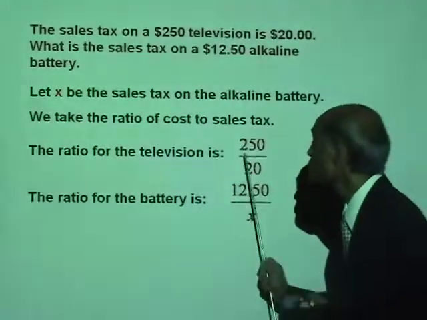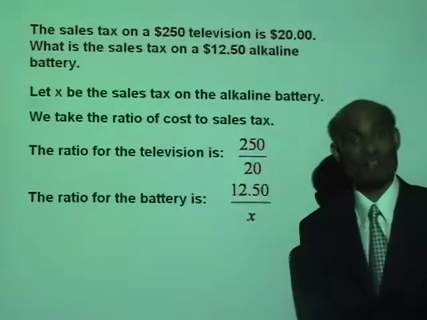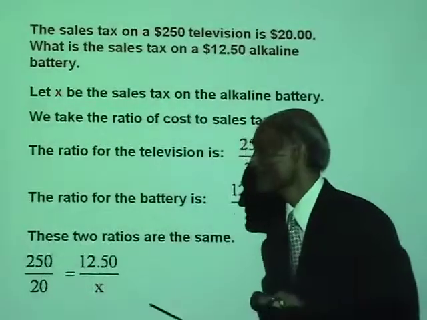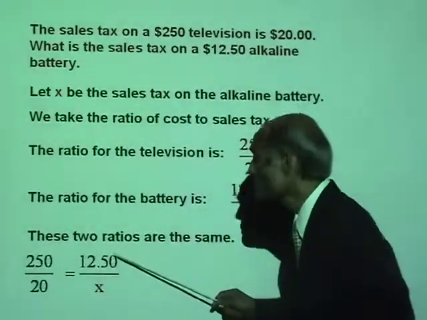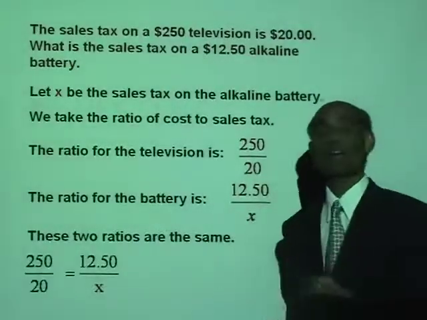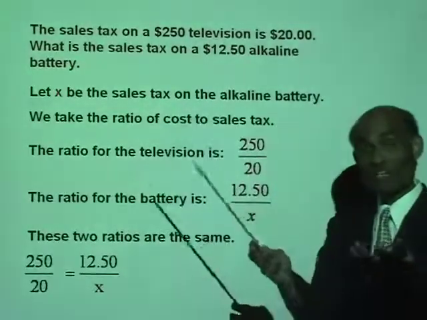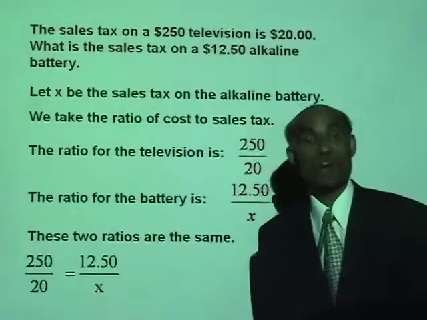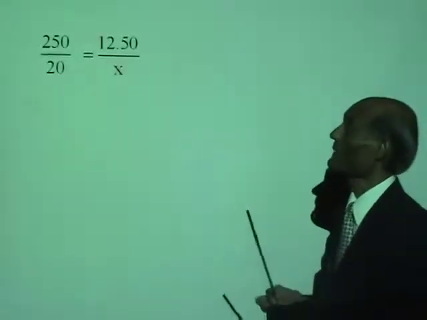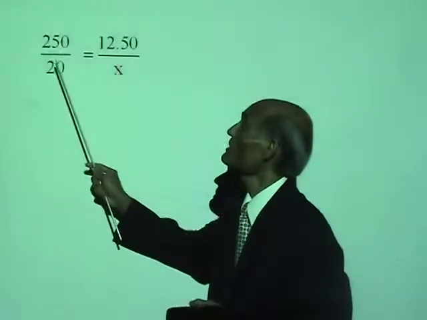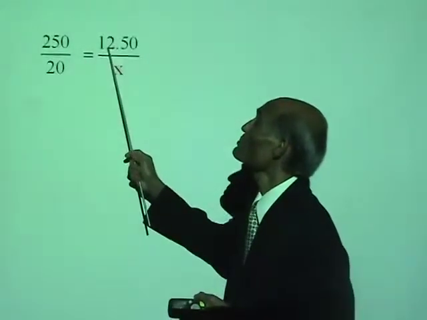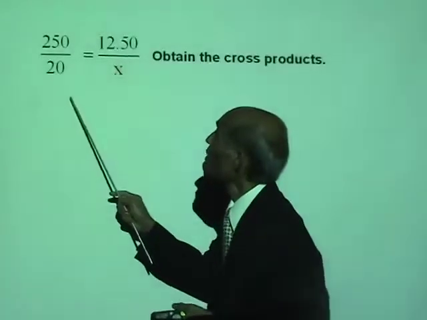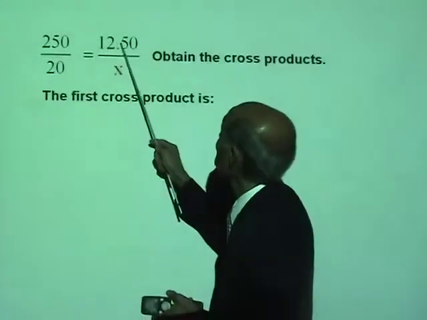And now, these two ratios must be equal. Is that right? Okay, so there you have 250 divided by 20 equal to 12.5 divided by X. You see, taking that ratio gave us this beautiful equation. Now we cross multiply and solve for X. Let's go to the next slide. 250 divided by 20 equal to 12.5 divided by X. Cross multiply. The first cross product is 20 times 12.5.